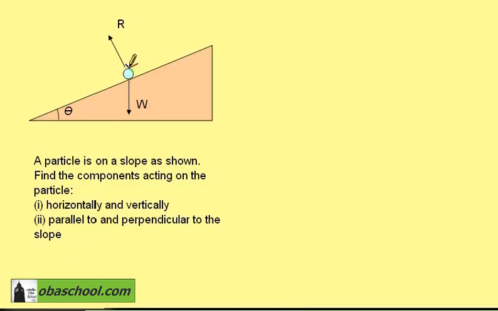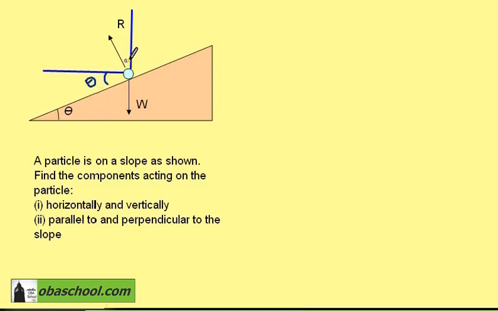If we consider horizontally and vertically first, here's a vertical, and here is a horizontal. Clearly the W acts downwards vertically in any case, so it's the R that we need to resolve. If we consider this as theta, we can see we have a Z angle here. This angle therefore is theta.